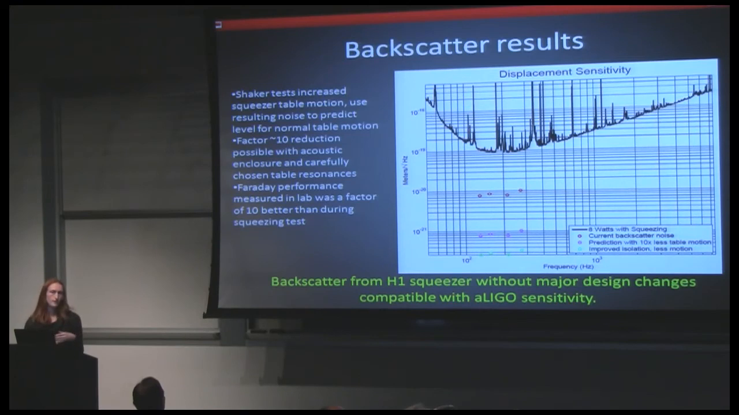Another improvement would be to get better performance out of the Faraday isolators. We measured about 10 times better performance in the lab than we actually got when they were installed on the interferometer. So if you had 10 times better performance, you would get a factor of 3 reduction in the backscattering noise. But the bottom line is that without really any major design changes to our squeezer, it would be compatible with Advanced LIGO sensitivity for backscattering.